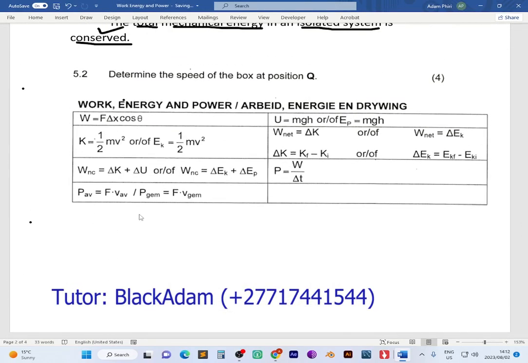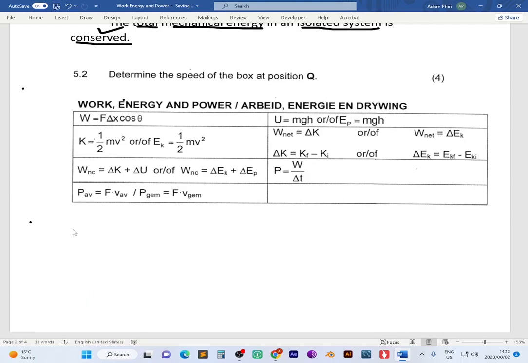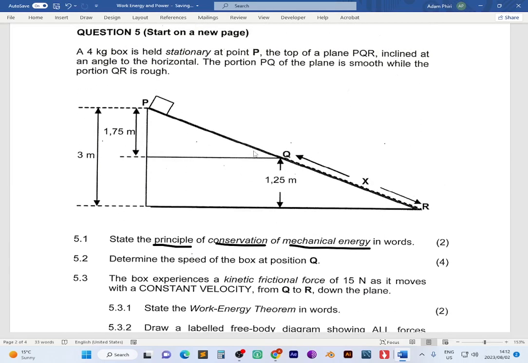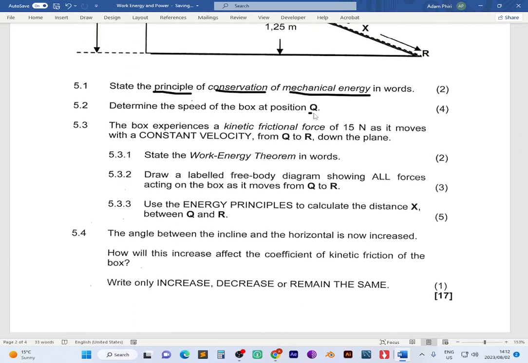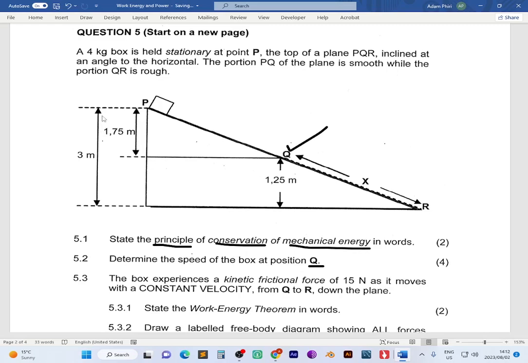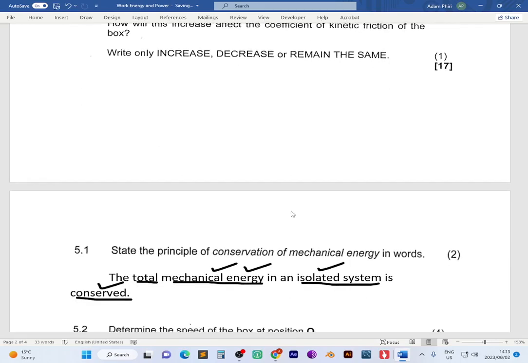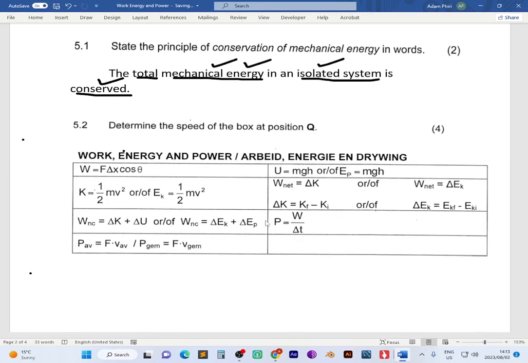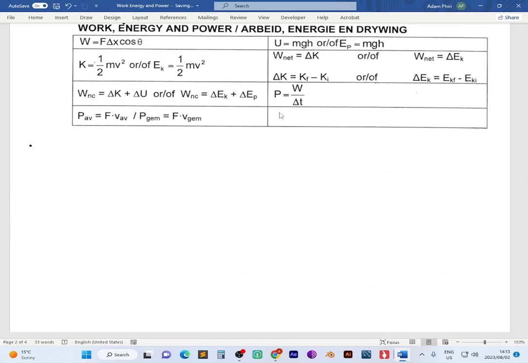So now we're going to answer number 5.2, determine the speed of the block at that point. That is at point Q, and we're going to go through the information from P to Q, follow those dots. That's the distance required to travel, and then you analyze everything. You check that your V initial there is 0 for stationary, and you have V final there that you need to calculate. What is needed is the correct equation, because the equation is there.